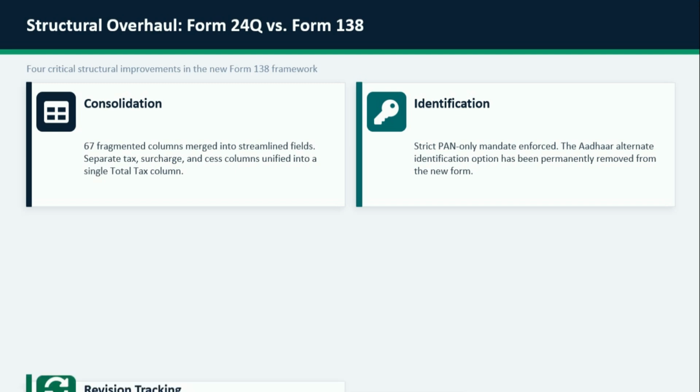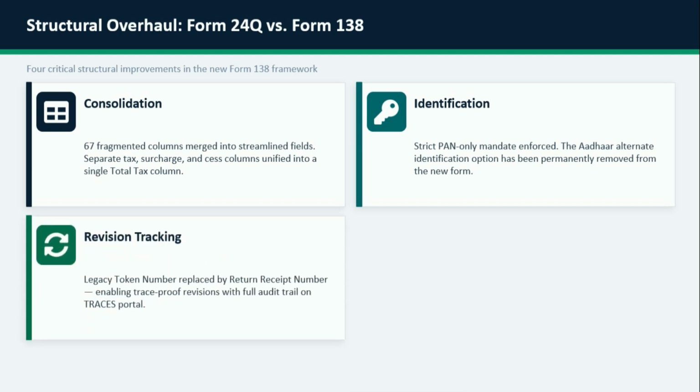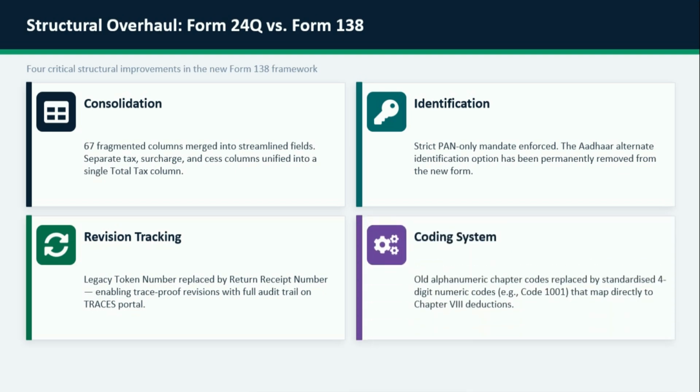phased out. From a governance perspective, revision tracking becomes more transparent through the introduction of return receipt numbers, replacing the older token-based system. Additionally, the coding architecture moves from traditional alphanumeric classifications to standardized 4-digit numeric codes aligned directly with Chapter 8. Overall, Form 138 is designed to create a cleaner, more digital-first, and compliance-driven TDS ecosystem.